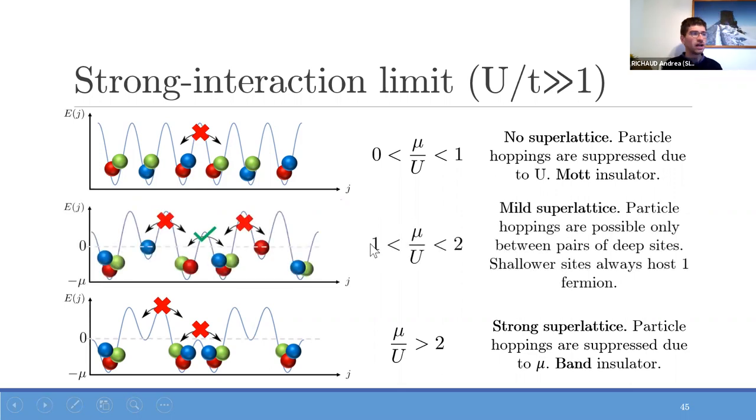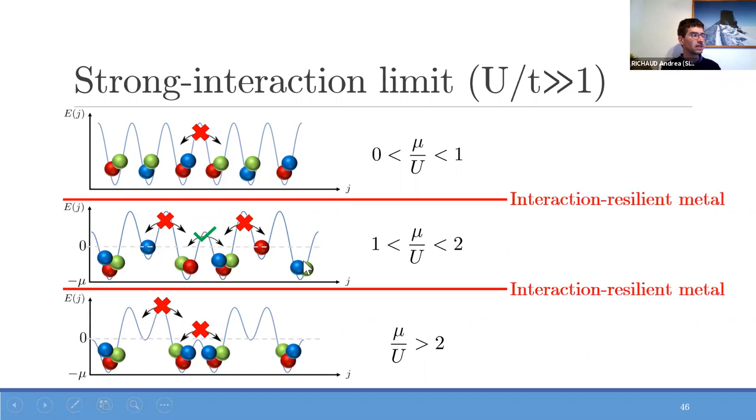In between, you have an intermediate phase, which emerges in the presence of a mild superlattice, and particle hoppings are possible only between pairs of deep sites. So it means that shallower sites always host one fermion. And you have a residual kinetic energy between pairs of neighboring deep sites. But what is interesting is what is found in between.